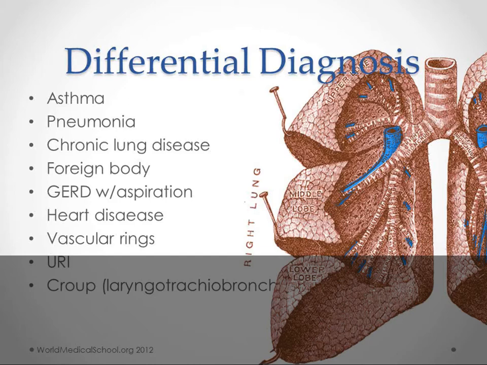Croup, which is laryngotracheal bronchitis, is going to be a little bit higher up too. You don't get the wheezing, you get that seal-like bark. And then, of course, pneumonia is infection that gets down clear into the alveoli. So we've got upper respiratory infections, we've got croup, we've got bronchiolitis, and then we've got pneumonia as you get farther down in there.